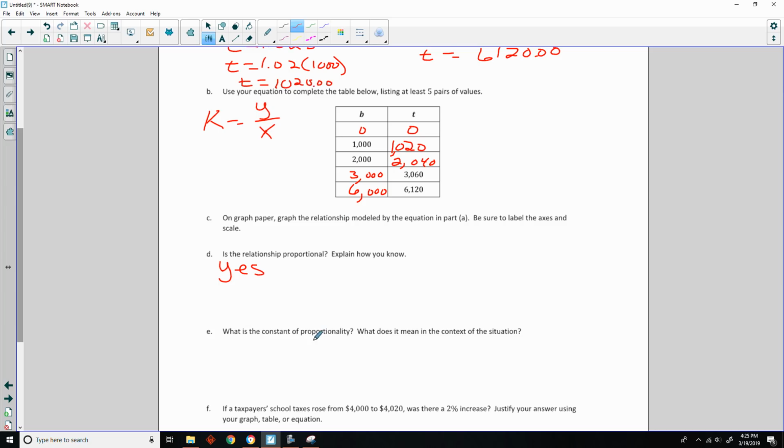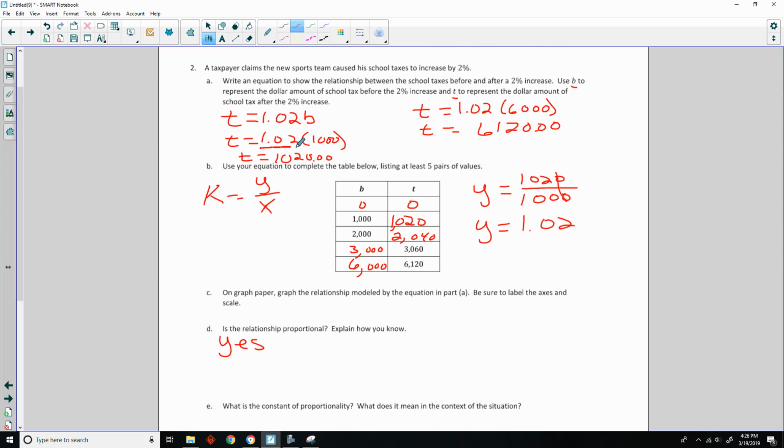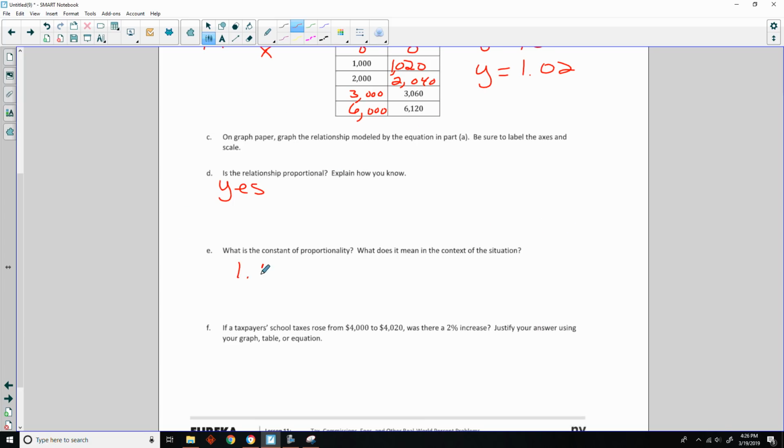E, what is the constant of proportionality? The constant of proportionality was, well, if I do this, then it'd be y equals k over x. And then, hey Siri, what's 102 divided by 100? 102 divided by 100 is 1.02. Okay, so I'm just making sure. And it matches what we had up here, which is where our constant of proportionality is. So our constant of proportionality is 1.02, but I'm going back to math 8 and 7 with that k equals y over x.